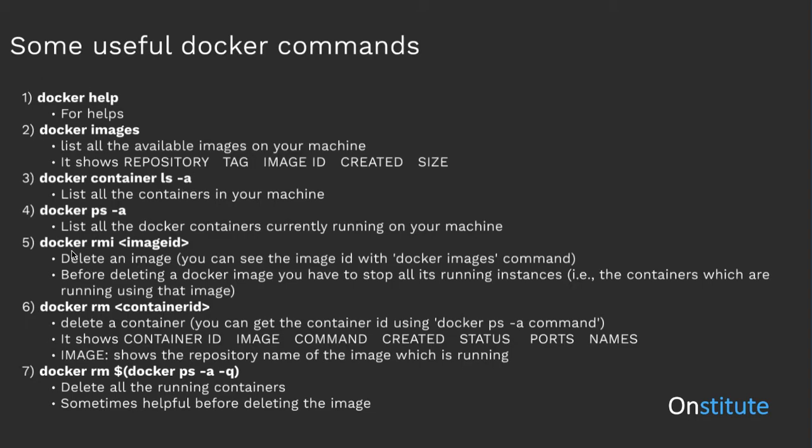Again, if you want to remove an image, then you have to execute this command, docker rmi space image ID. If you want to delete a container, on the other hand, you do not need to use rmi, rather you have to use rm only. Notice that this i is not there, and it is followed by the container ID.